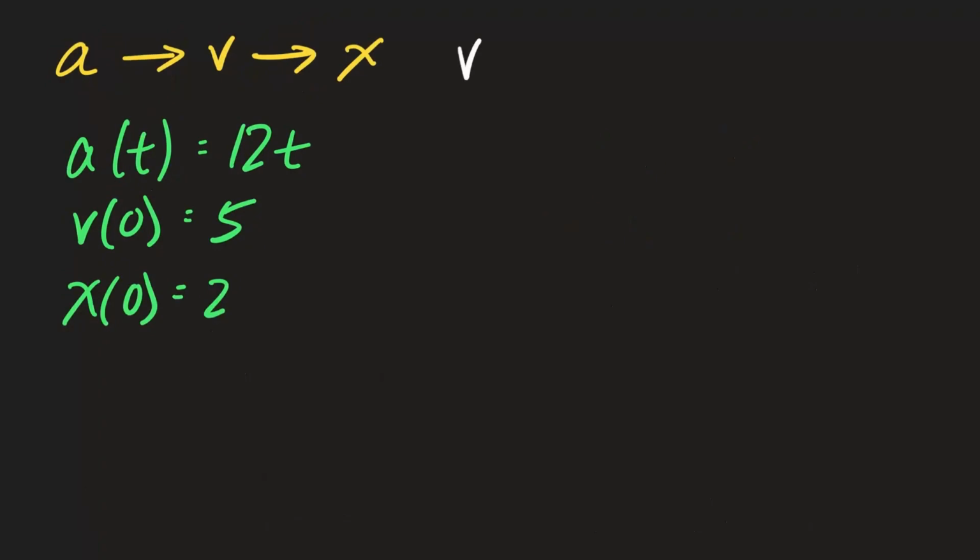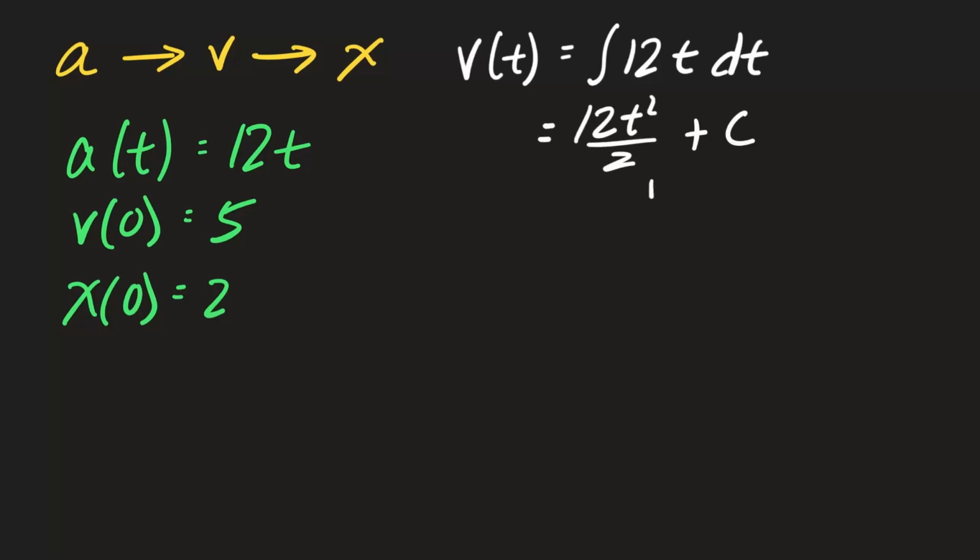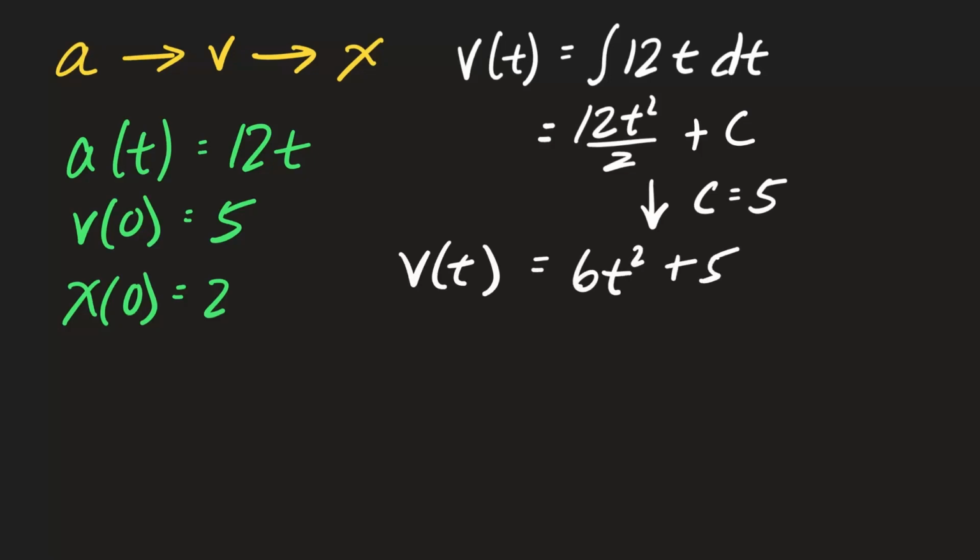First, we're going to find the velocity. To find the velocity function, we're going to find the integral. We're going to integrate the acceleration function, which is 12t with respect to time. And we get that the velocity function is equal to 12t squared divided by 2 plus c. Now we're given the initial condition, specifically the initial velocity is 5. So we're going to substitute 5 for c, and we get that the velocity function is equal to 6t squared plus 5.